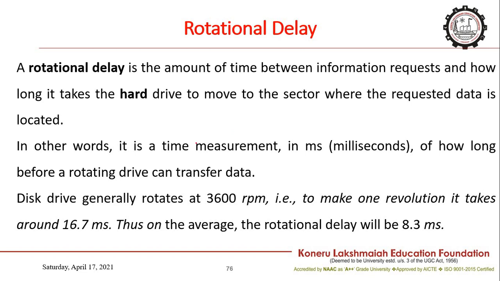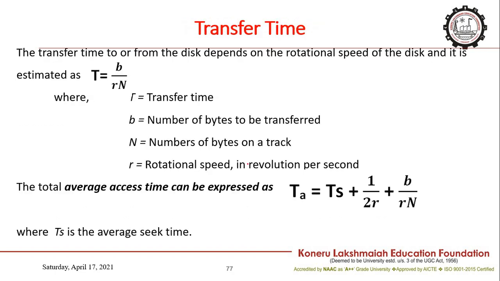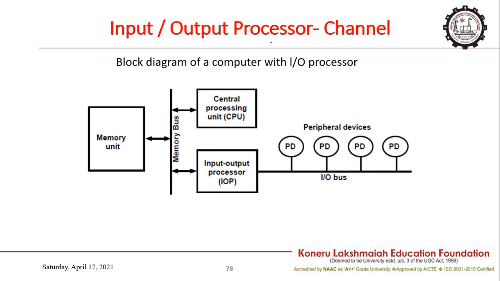So this is seek time. Rotational delay is the amount of time between the information request and how long it takes the hard drive to move to the sector where the requested data is located. In other words, it is a time measurement in milliseconds of how long before a rotating drive can transfer data. The transfer time is T = B / (R × N), where T is the transfer time, B is the number of bytes to transfer, N is the number of bytes on a track, and R is the rotational speed. So the input output process will be like this.